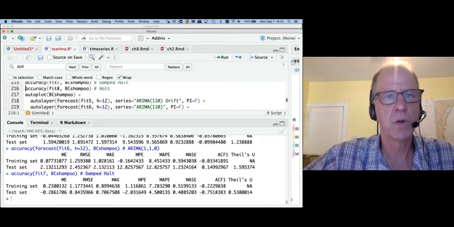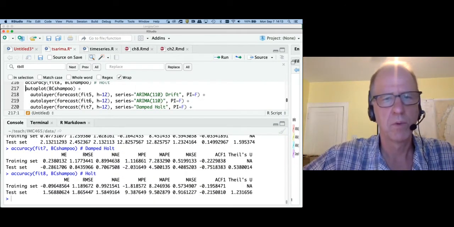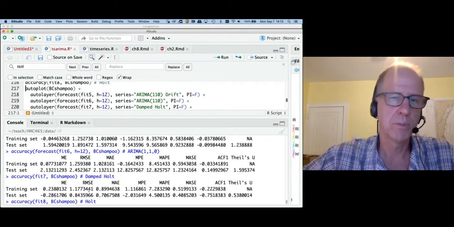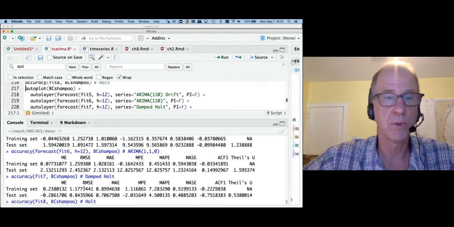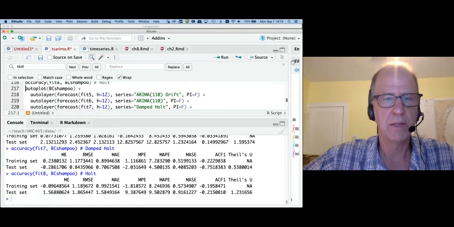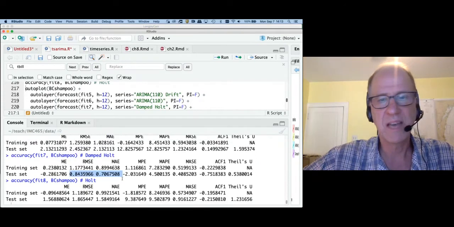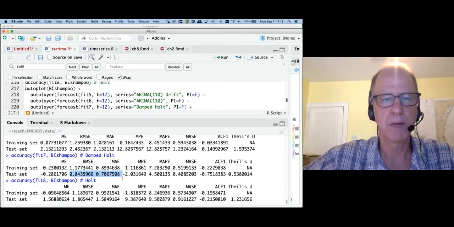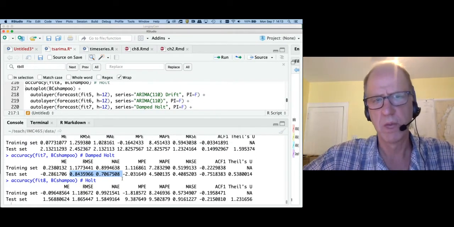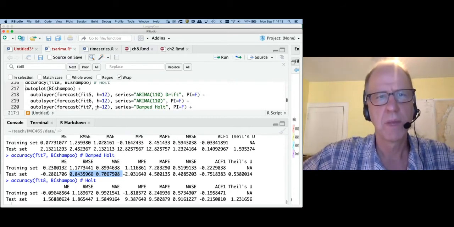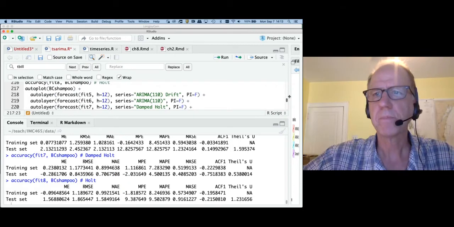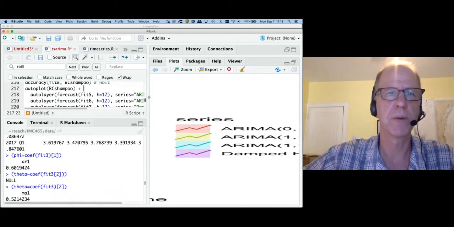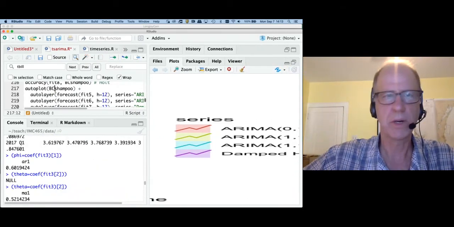If we go to our Holt models, what we see is they do a little bit better on the training set than the ARIMA models, and I would say that the damped Holt model does much better than any of the other models. So in this particular case, I would say the damped Holt model wins. We can make a comparison of all these models if I generate a plot.